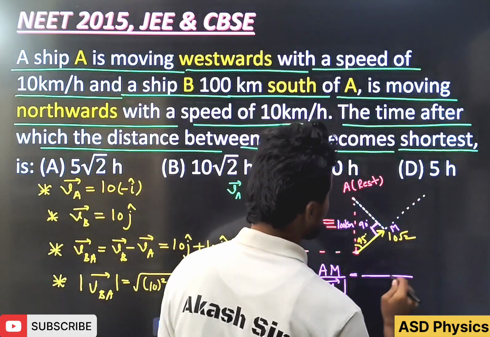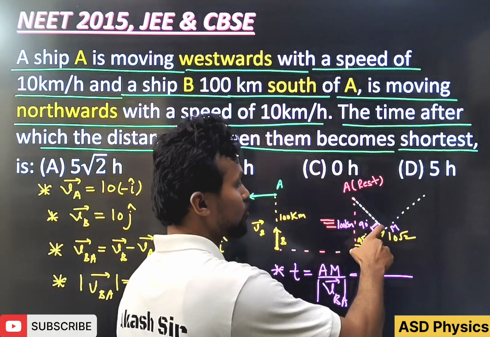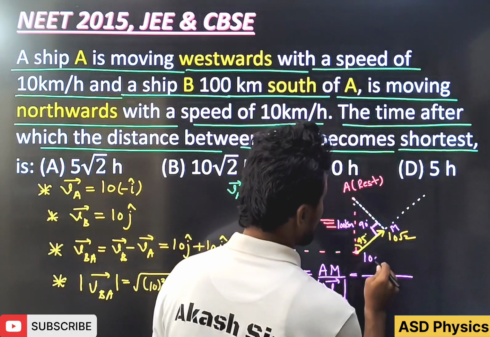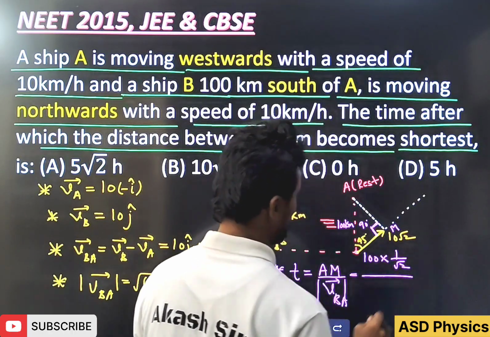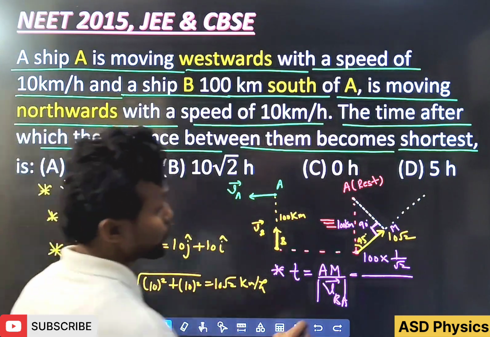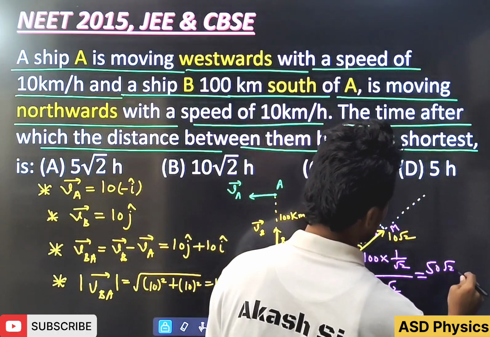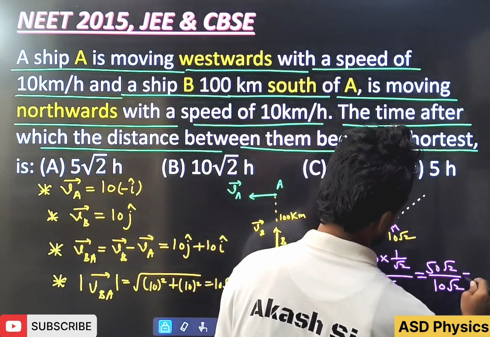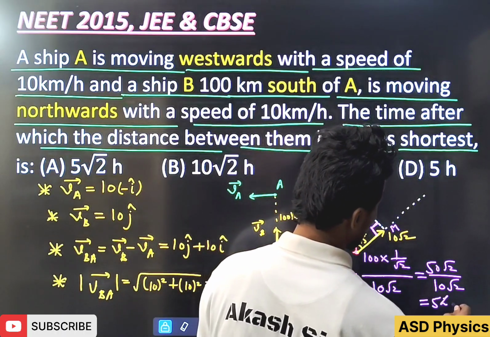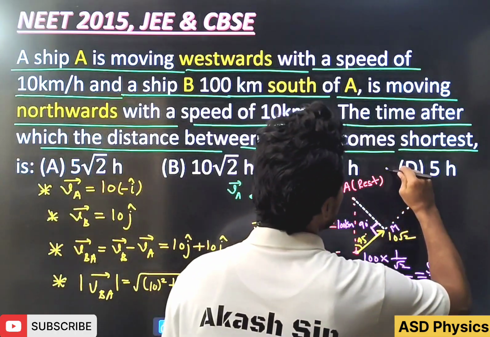So what is the AM value? Just use the triangle. This is 100, this side is 100 cos 45, and this side is 100 sin 45. So 100 sin 45 is 100 into 1 by root 2, that is AM. The velocity of B with respect to A is 10 root 2. So this becomes 50 root 2 divided by 10 root 2, which simplifies to 5 hours. The correct option is option D.